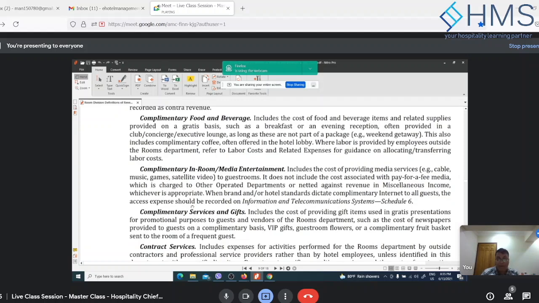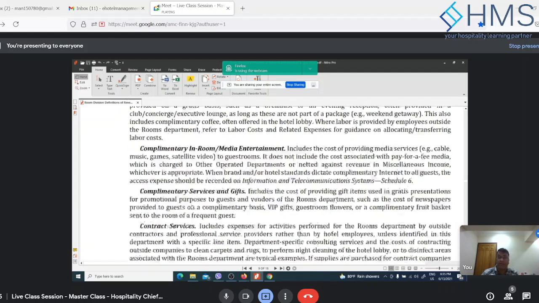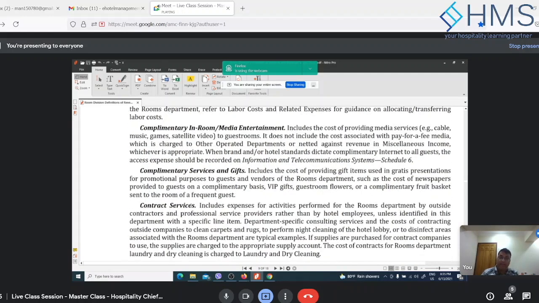It's a part of your fixed cost unless you have a contract with the TV media to pay based on the occupancy. Complimentary services and gifts, again, is usually a very messy account, where everything which is given to the guest goes. So it can be the gifts, it can be the flowers, it can be the fruit basket, it can be the amenities. Those are all complimentary services and gifts.